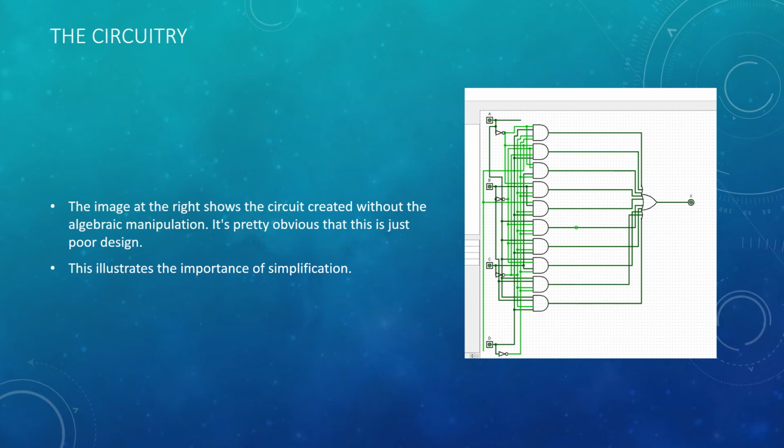The circuit created using the gigantic sum of products solution that we found earlier can be created in Logisim. At the right, we have the circuit that has been created using that sum of products equation. As we can see, it's pretty obvious that this is just poor design. There are too many gates and too many wires, and it's extremely inefficient to go through and troubleshoot it if it doesn't work correctly. This just demonstrates how incredibly important it is to simplify using Karnaugh maps and also using algebraic manipulation.